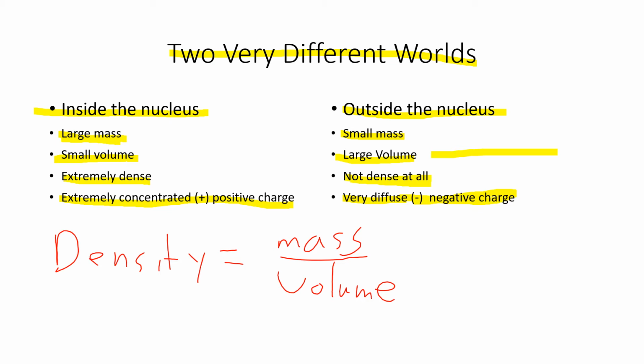So when you're looking at inside the nucleus versus outside the nucleus, when you're looking at that structure of the atom, you should be noticing you have very, very different worlds going on. Inside the nucleus, a lot of mass, almost no volume, very, very dense, very, very concentrated positive charge. Meanwhile, outside the nucleus, you have the electrons, not a lot of mass, a whole bunch of volume, not dense at all. And that negative charge is very, very spread out because of that large volume that you have.